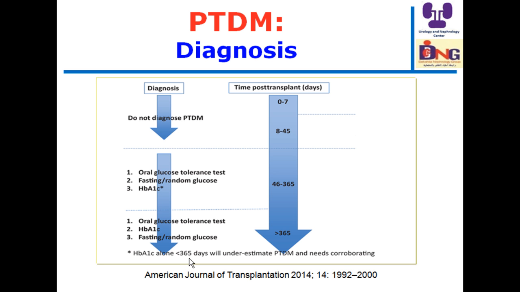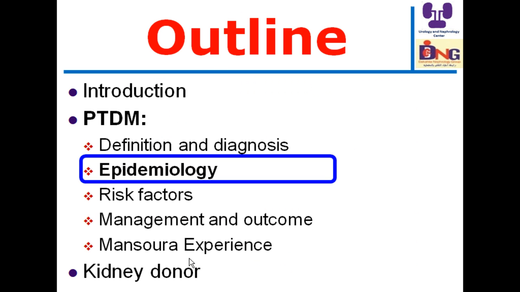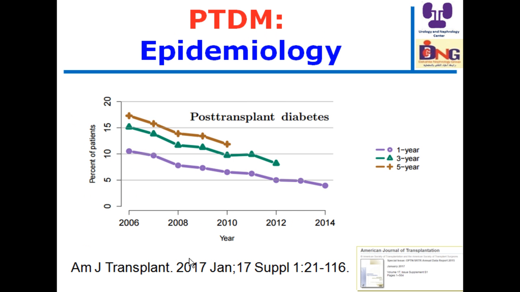Again, look at the time onset of hyperglycemia. If it is before 1.5 months, this is hyperglycemia. If it's beyond this, it is diabetes. What about the epidemiology of post-transplant diabetes?